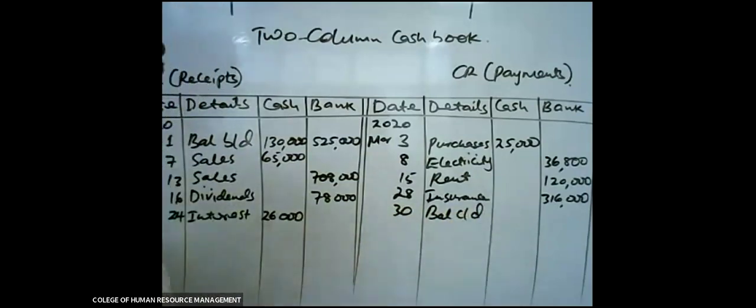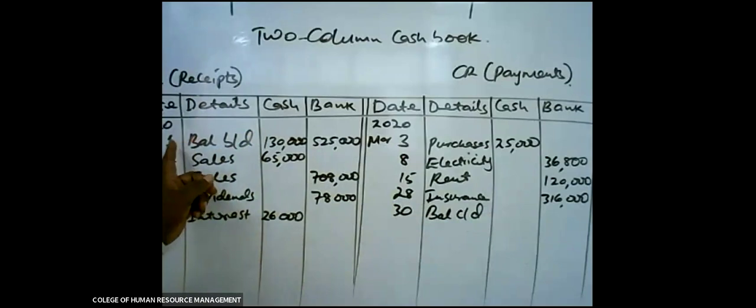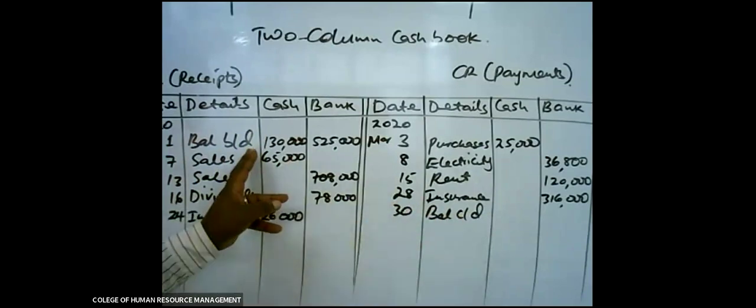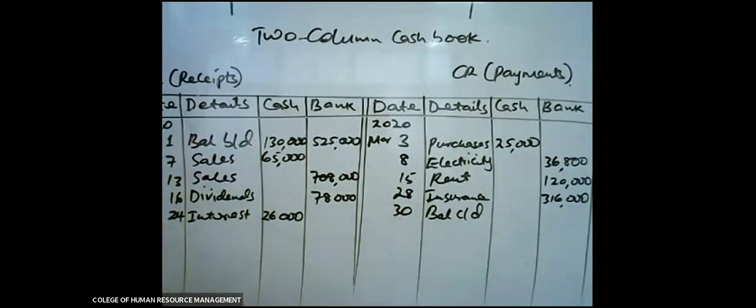The closing balance is always indicated as balance carried down. Balance brought down is the opening. Always note that. CD is carried down. BD is brought down. Opening balance, when it is now at the end, we put it as carried down. So let us do the balancing.